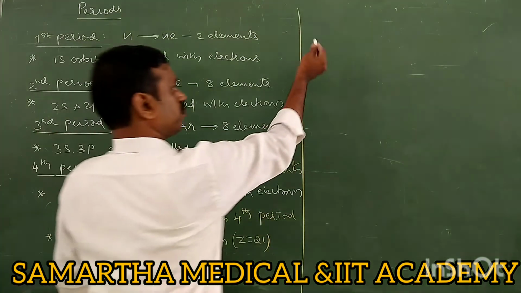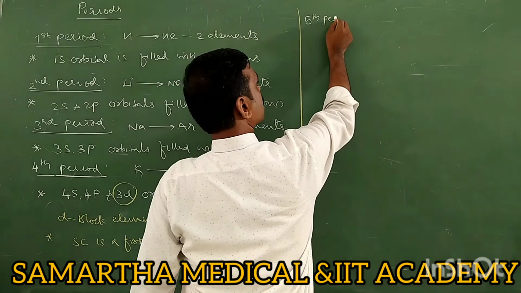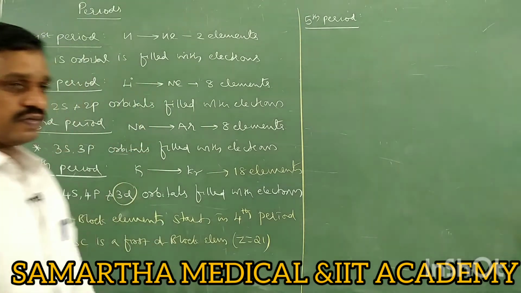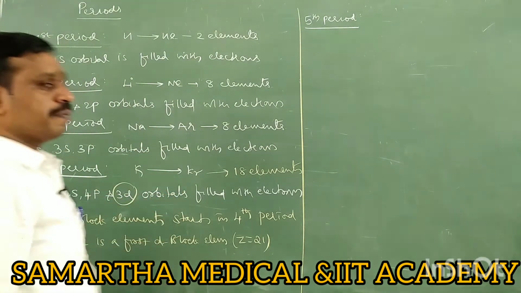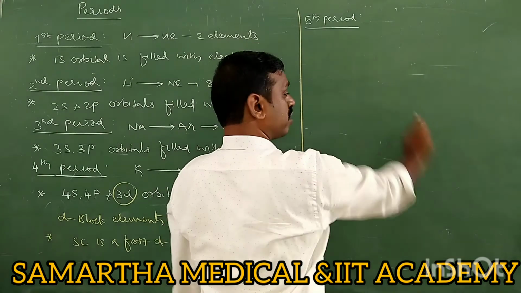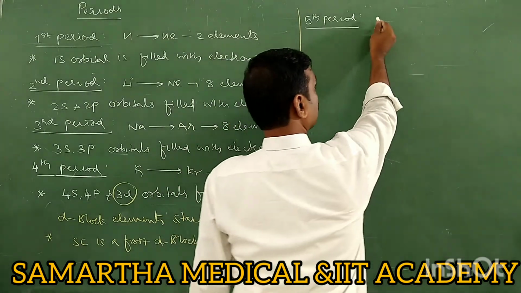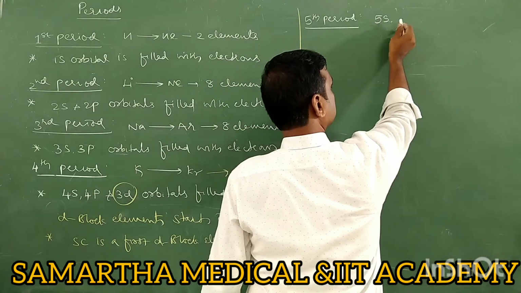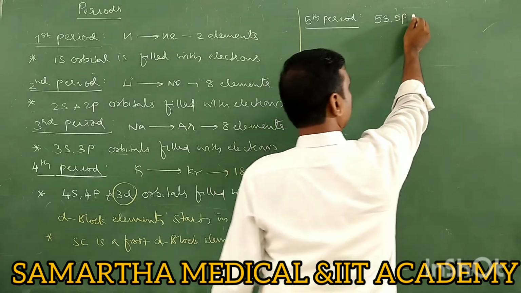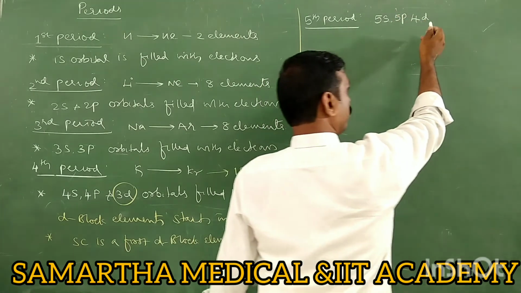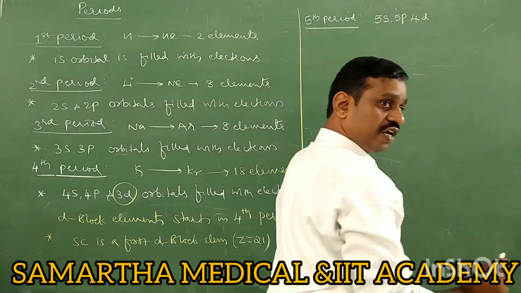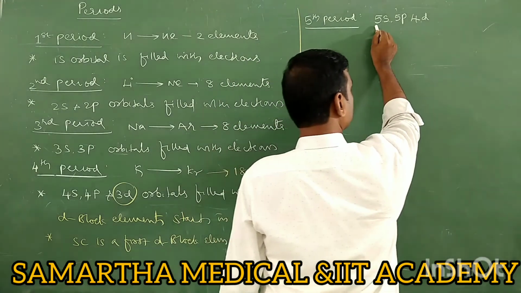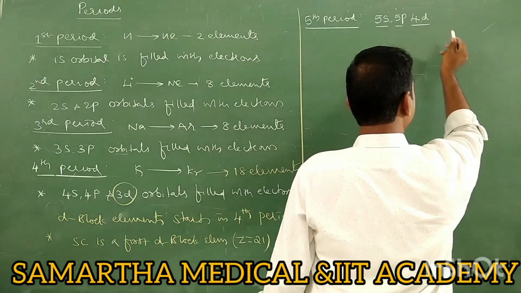Next, the fifth period. This information is important to understand the classification next. In the fifth period, which orbitals do electrons enter? 5s, of course, 5p, 4d. If you want to write f, we should write 3f, but is 3f possible? The 3f orbital is not there. So electrons enter 5s, 5p and 4d.